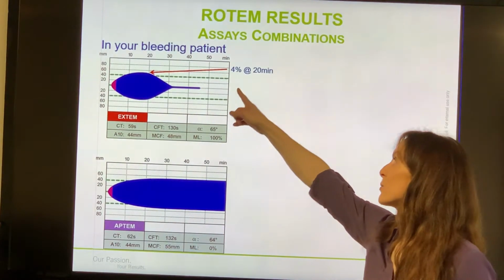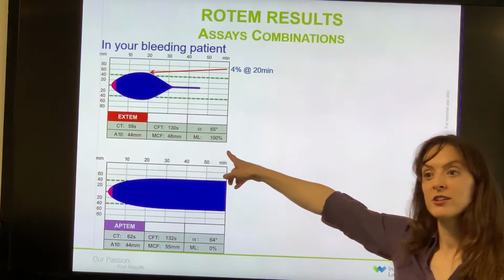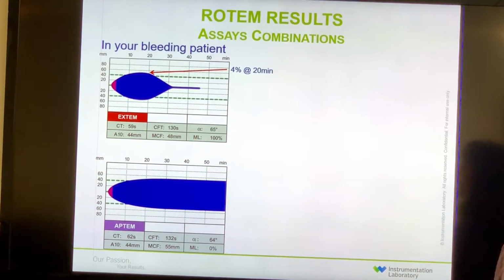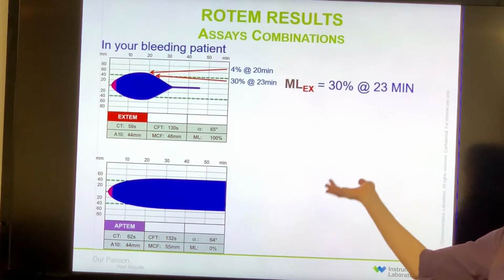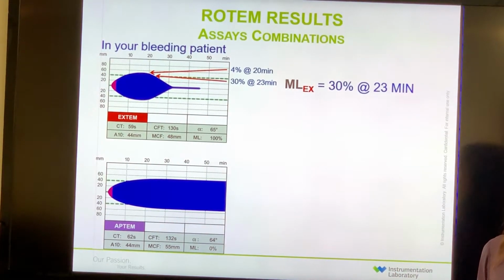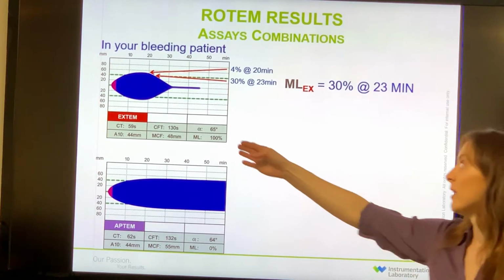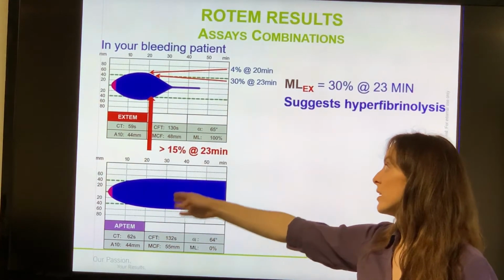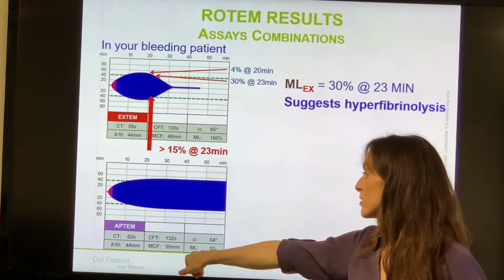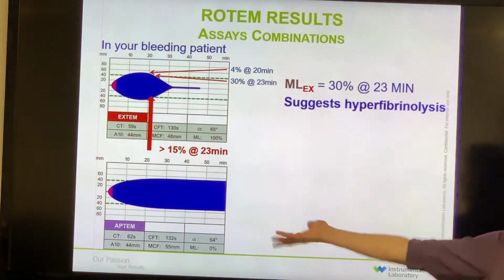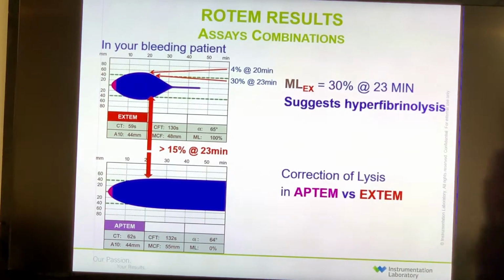So 20 minutes into the run, you would have seen a 4% here, so 4% of the clot's gone. 3 minutes later, 30% of the clot's gone, so you would have had absolute numeric confirmation this clot is unstable. And concurrently, the APTEM is running, and you see at 23 minutes that there's no ML. Again, like I said, this is confirmation of that.